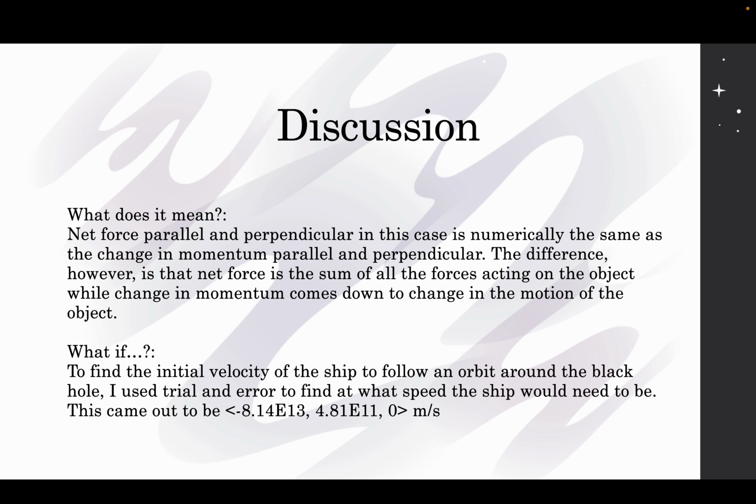And what if? To find the initial velocity of the ship to follow an orbit around a black hole, I used trial and error to find what speed the ship would need to be. This came out to be around negative 8.14 times 10 to the 13th in the x direction and 4.81 times 10 to the 11th in the y direction, meters per second.